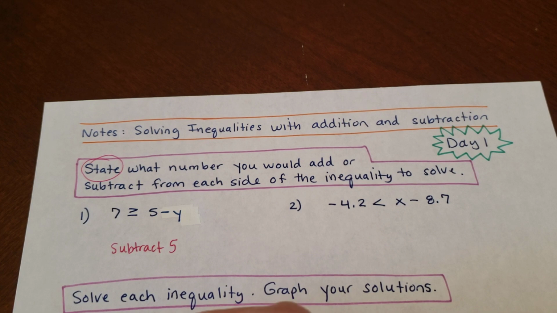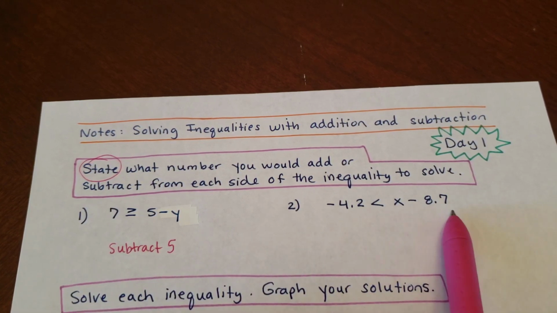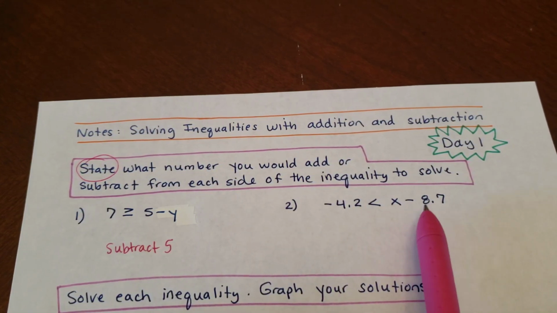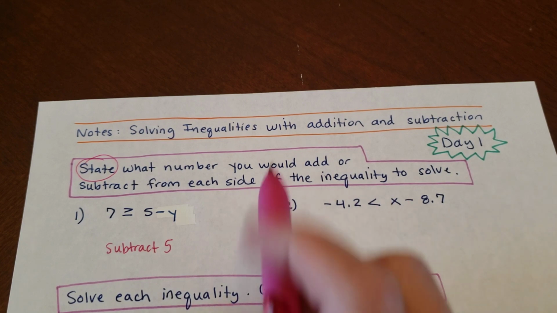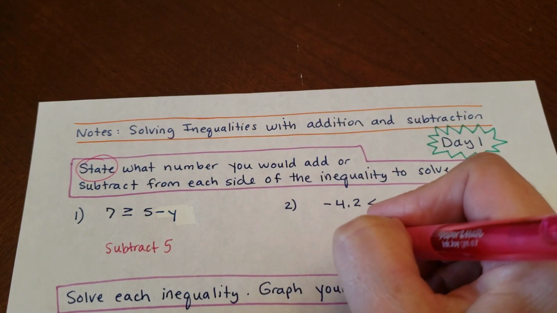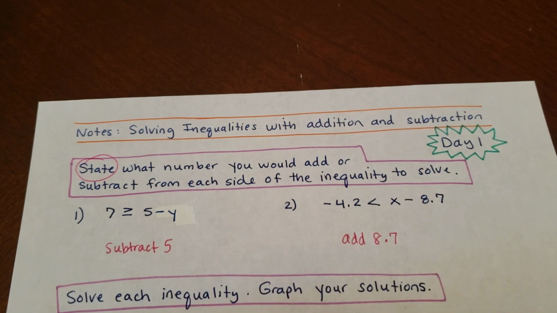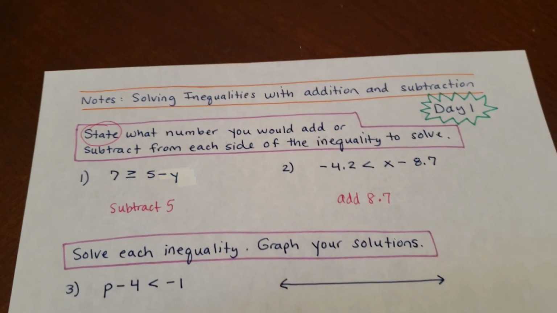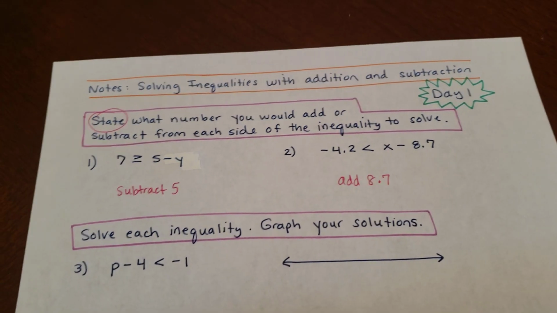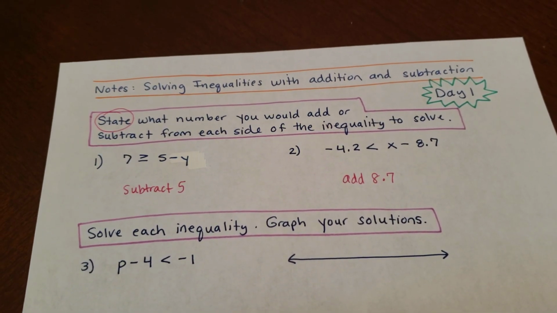The second one, we have the side with the variables, the right side again. We have a negative 8.7, so we would add 8.7. But that's all you're doing because it doesn't ask you to actually solve. You go to your next set of directions and it says to solve and graph your solutions.